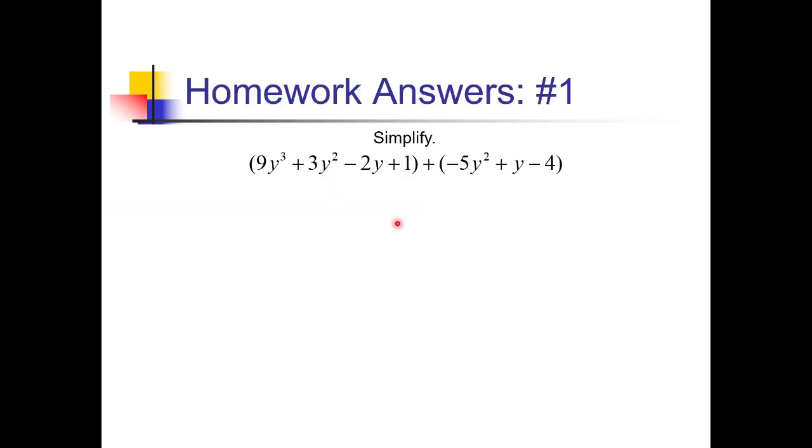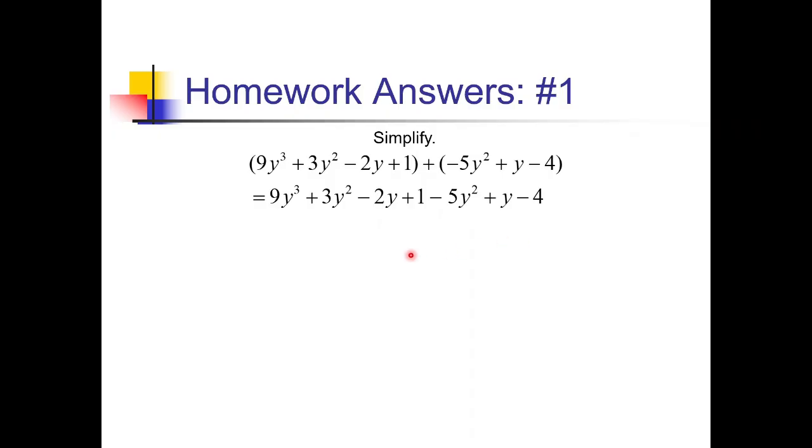To simplify this problem, we need to get rid of the parentheses and then combine the like terms. So there's an invisible 1 outside of each of these parentheses. So we're really just going to multiply by that invisible 1 and essentially lose the parentheses without changing anything else. So we've got 9y cubed plus 3y squared minus 2y plus 1, totally unchanged. And over here, minus 5y squared plus y minus 4.